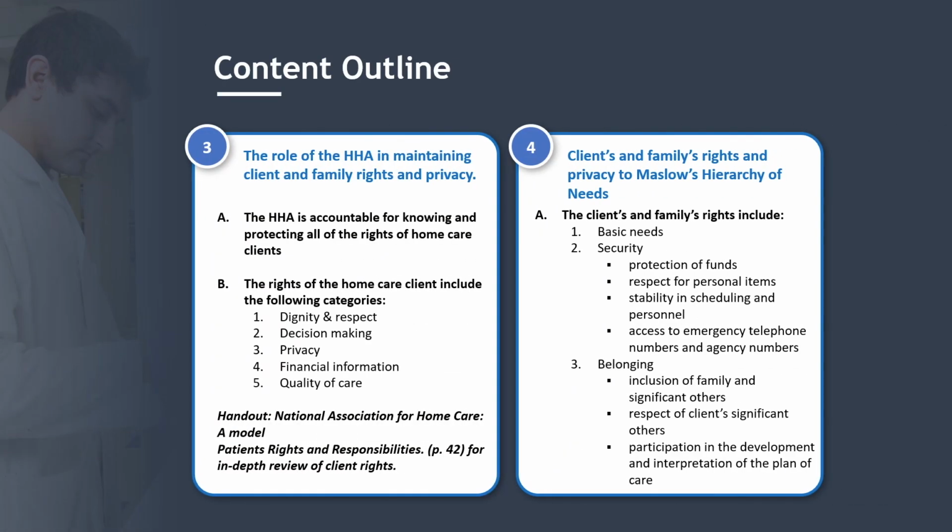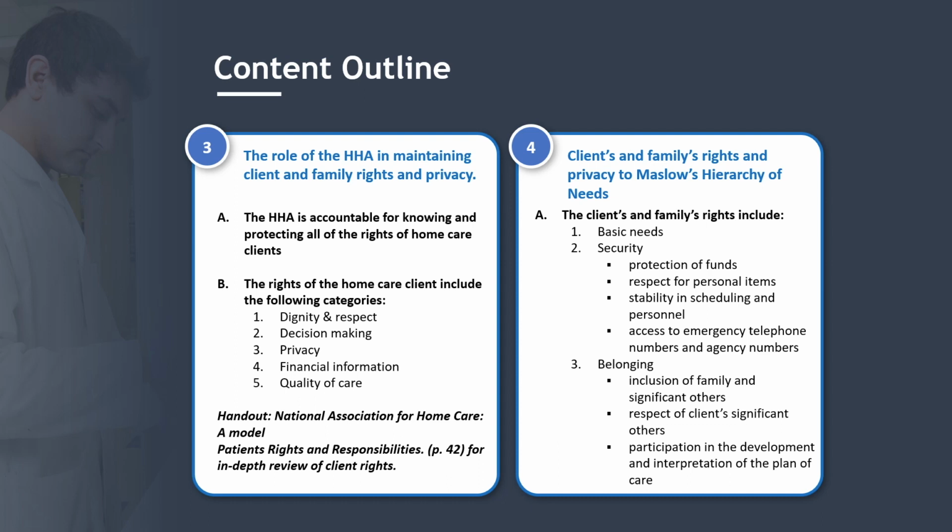Section 3. The role of the HHA in maintaining client and family rights and privacy. The HHA is accountable for knowing and protecting all the rights of home care clients. The rights of the home care client include the following categories: dignity and respect, decision-making, privacy, financial information, and quality of care. Handout: National Association for Home Care, a model, Patient Rights and Responsibilities, page 42, for in-depth review of client rights.